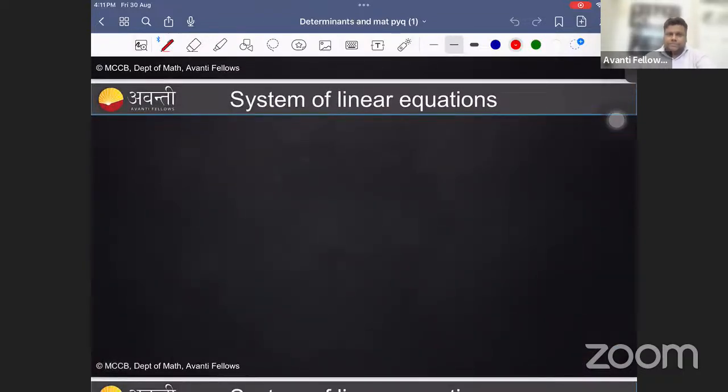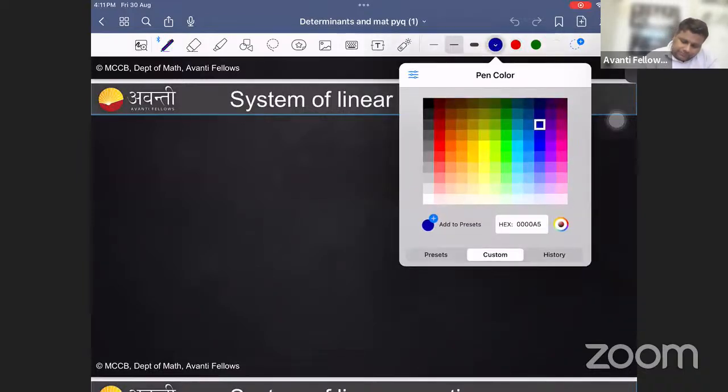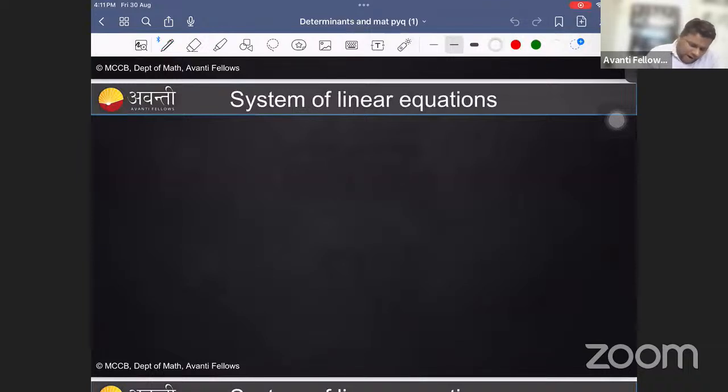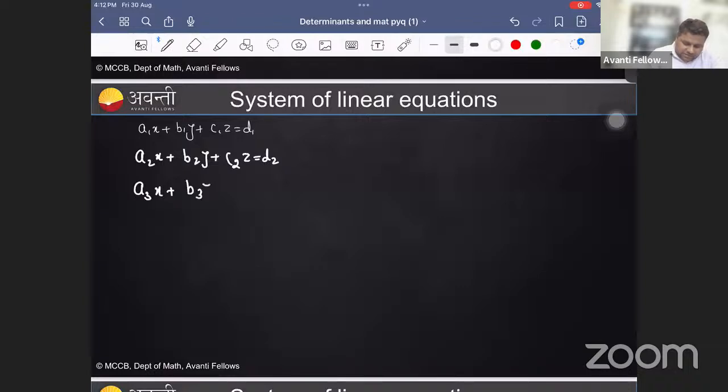System of linear equations. We'll start with this. Say we have a system of linear equations in 3 variables: a1x plus b1y plus c1z equals d1, then a2x plus b2y plus c2z equals d2, and then a3x plus b3y plus c3z equals d3. The method I'm going to tell you is called Cramer's rule.